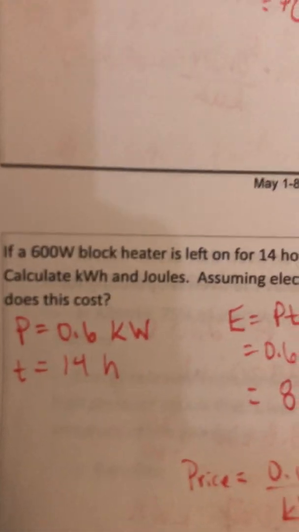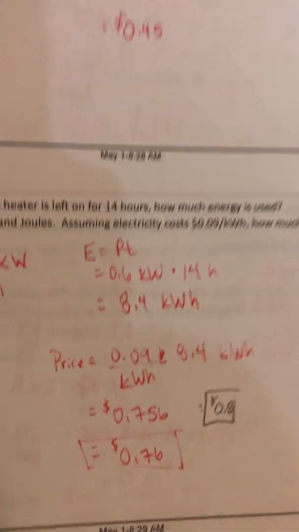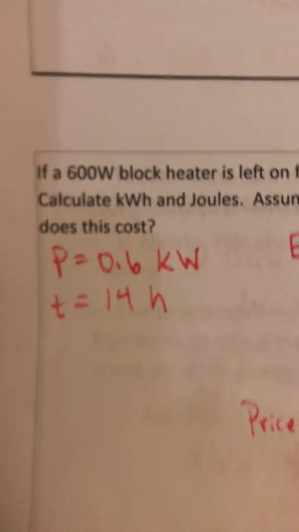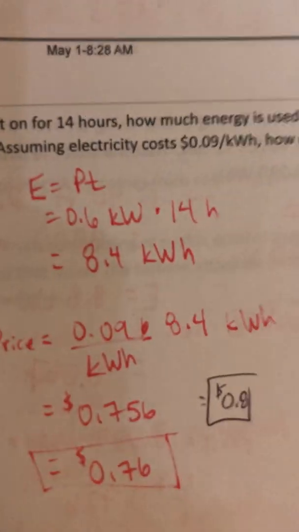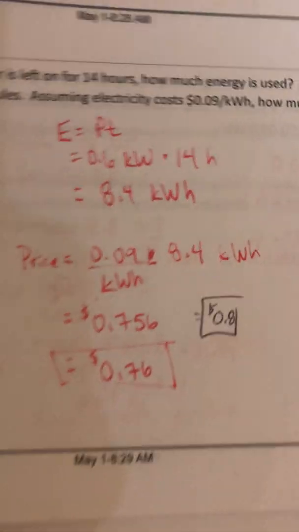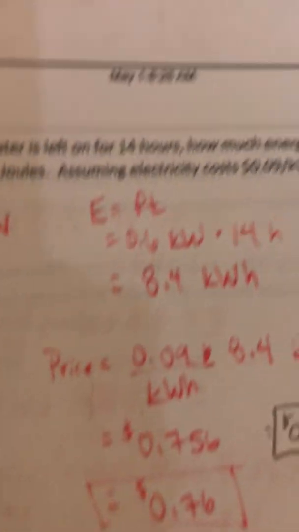So if a 600 watt block heater is left on for 14 hours, what is our cost? We're assuming again that it's 9 cents per kilowatt hour. Looking at our formula, we get 8.4 kilowatt hours. At 9 cents per kilowatt hour, we get a total of 76 cents.